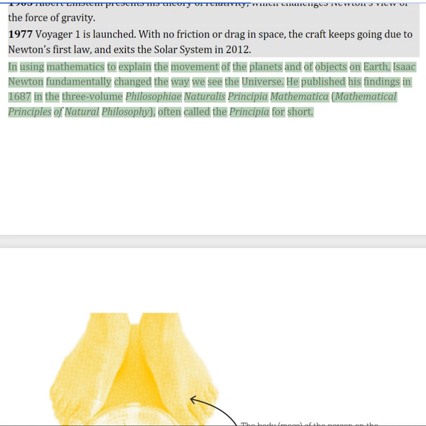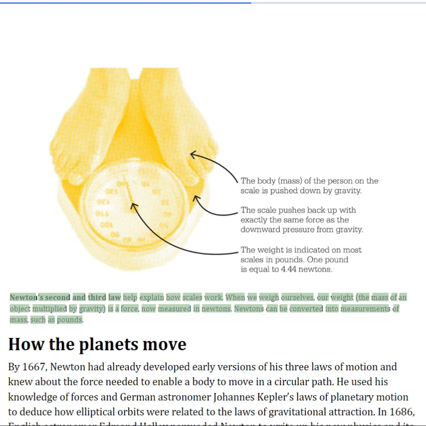He published his findings in 1687 in the 3-volume Philosophiae Naturalis Principia Mathematica, often called the Principia for short. Newton's second and third law help explain how scales work. When we weigh ourselves, our weight is a force, now measured in newtons. Newtons can be converted into measurements of mass, such as pounds.